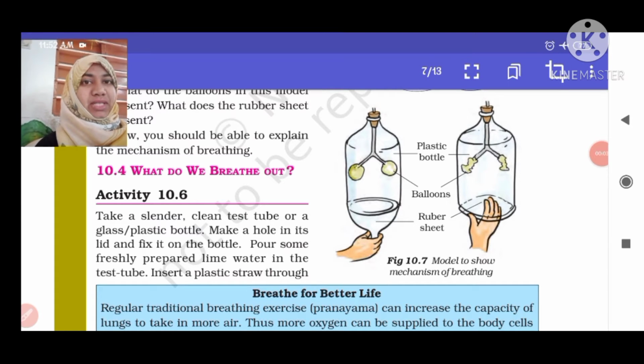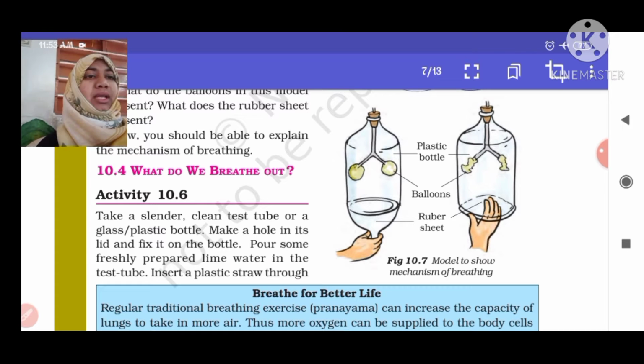We have started with the unit that is respiration in organisms. We have seen the difference between respiration and breathing. Respiration and breathing both are different, but they are related to one another. Respiration is nothing but the taking in of oxygen and giving out of carbon dioxide. Breathing is the exchange of gases. So breathing is a mechanism which is related to respiration. This is one thing we have seen.